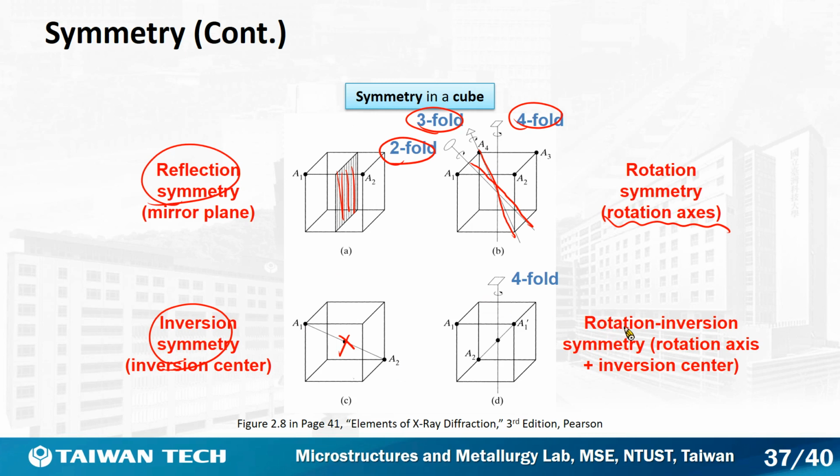And then rotation inversion symmetry. It means a combination of a rotation axis and an inversion center. For example, for A1, you first have a 4-fold rotation to A1 prime, and then we will have inversion symmetry to this point. So this one, and this one. So in other words, A1 and A2 have a rotation inversion symmetry.